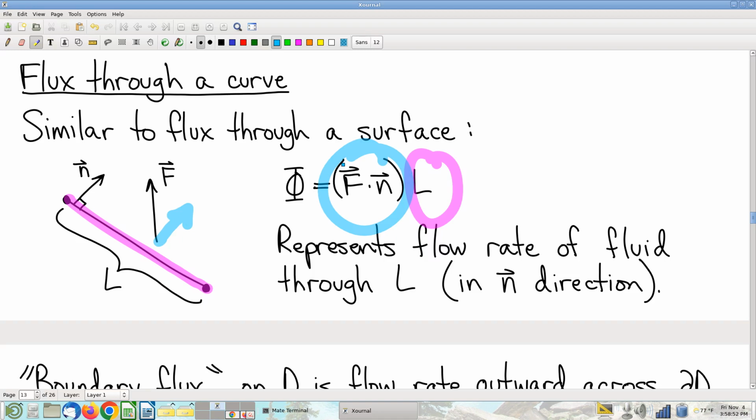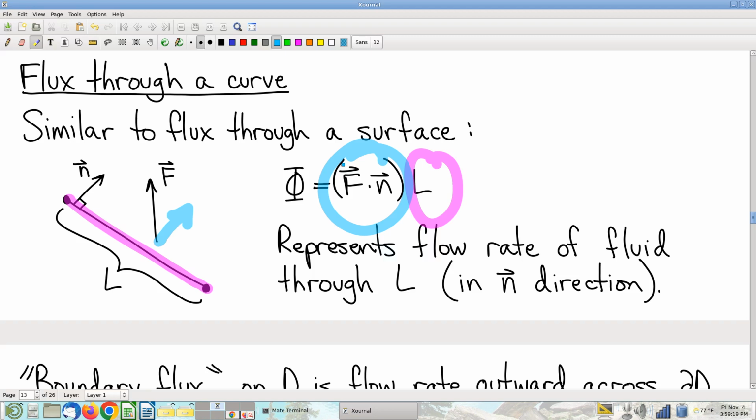Going parallel to the curve doesn't go through the curve. But the normal component, the perpendicular component, tells you how fast fluid is flowing through each little piece of length, and altogether, it's reasonable to suspect this product is going to tell you something about how much fluid is flowing through that curve. Now that's the hand-wavy, quick and dirty version.